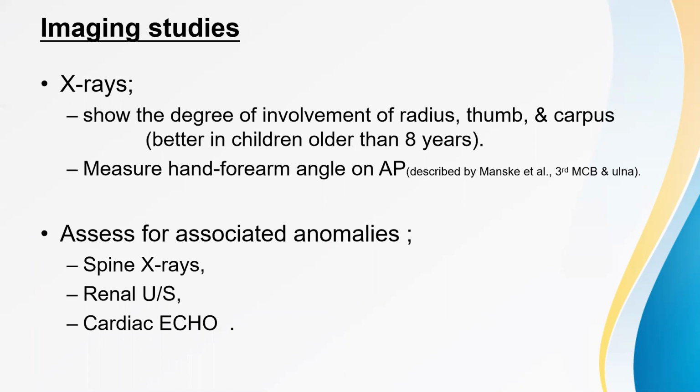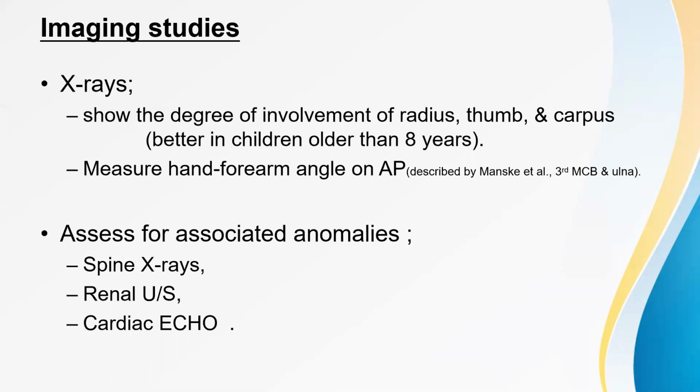Imaging studies to evaluate and diagnose the condition are important. The X-rays will show us the degree of involvement of radius, thumb, and carpus. However, the X-ray value is better in children older than 8 years of age because it will show the carpal bones and it will show the distal part of the radius mature, which again puts us in a dilemma because we cannot wait to that age before dealing with the patient. So it gives an idea and a hint, but it does not necessarily indicate the exact involvement of the disease.